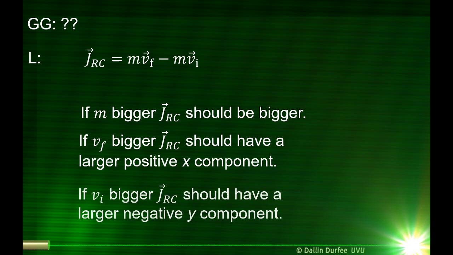On the other hand, if the initial velocity is bigger, that's in the y direction, and we have to get rid of that y component as part of our impulse. And if v initial is bigger, we expect that we should have a larger negative y component of our impulse. And of course, if the two velocities are the same, we expect the impulse to be 0, right? Nothing happened, and that's what our equation does as well. So it looks like we probably did this right.